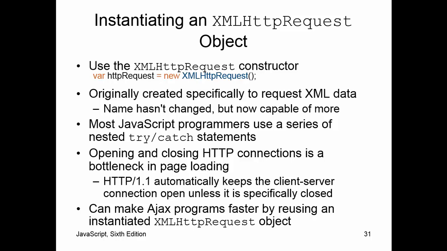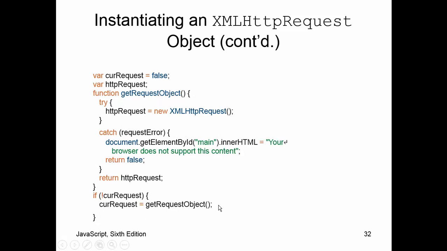Opening and closing HTTP connections is the biggest bottleneck in loading a web page. If you talk about something taking a long time to load, that's usually why. Once you create the XML HTTP request object, you want to reuse it, possibly by caching it, because the program will run faster if you don't have to keep recreating the object. They show some code here, also in your book on page 768, on how you might do this.